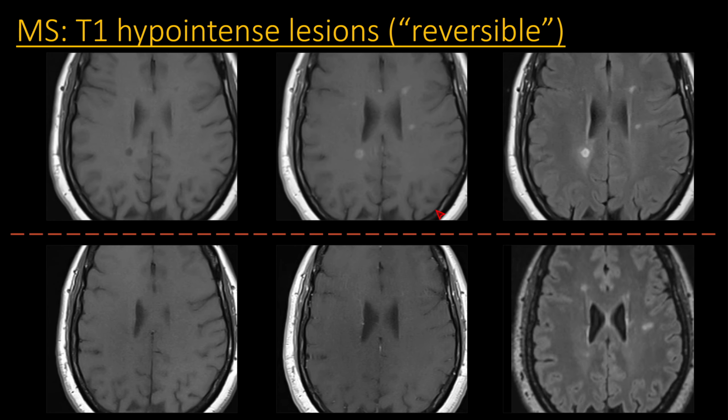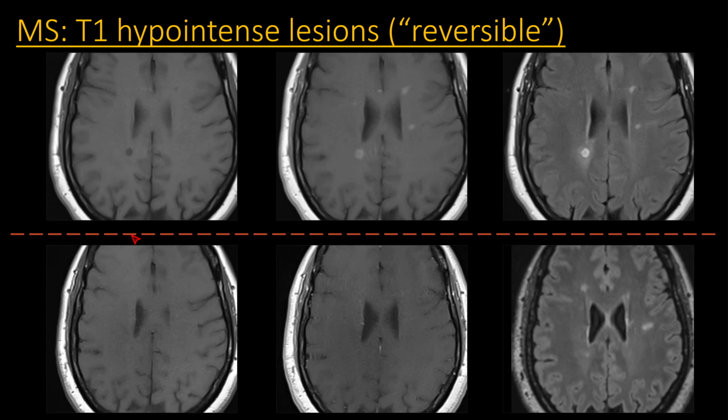So here's an example case of a transient T1 black hole. Here you can see time point 1 on the top row, and then time point 2 a while later on the bottom panel. This patient had a nice intrinsically T1 hypointense lesion here that was pretty nicely enhancing. You can see it here, it had a little bit of edema. So this was an actively demyelinating lesion at this time point. There's another T1 black hole here that was also actively demyelinating at that time.